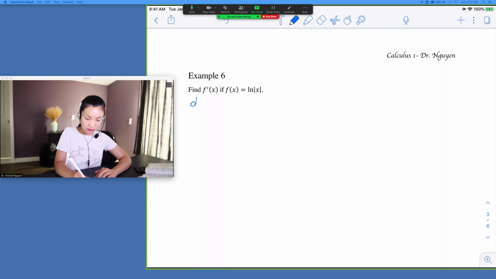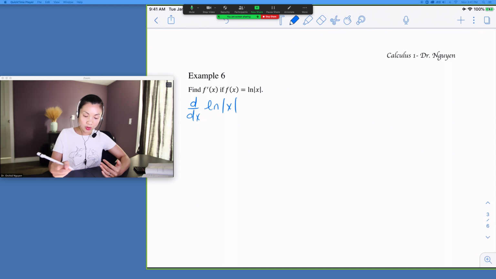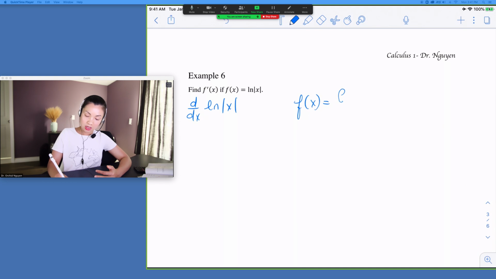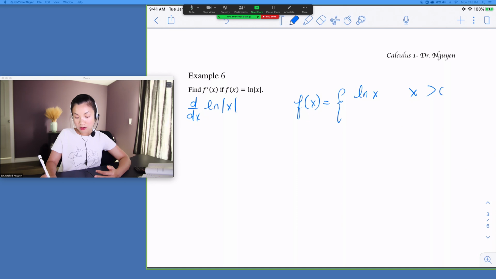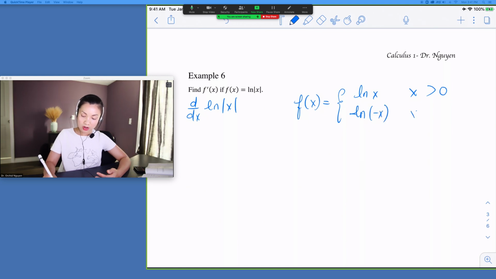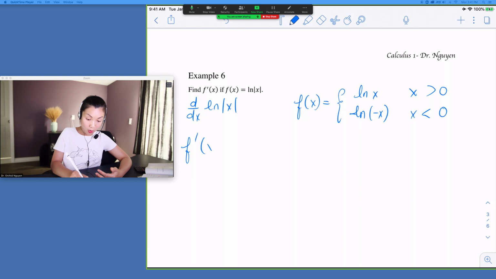to take the derivative of ln of the absolute value function. Now, how do we define that? So f of x is going to be ln of x when x is greater than 0. When x is positive, and it's going to be ln of negative x when x is negative. Okay, so we're going to have to take the derivative for both.